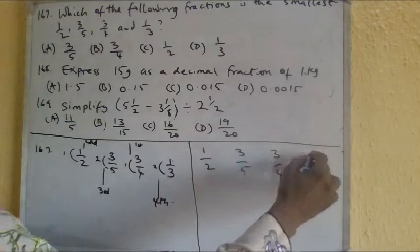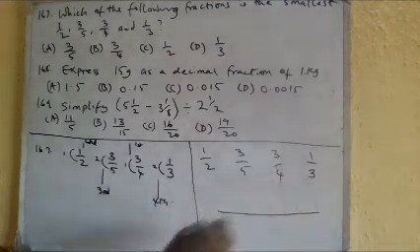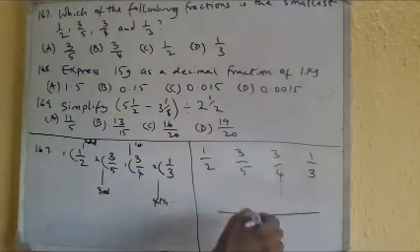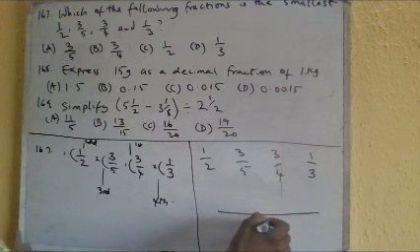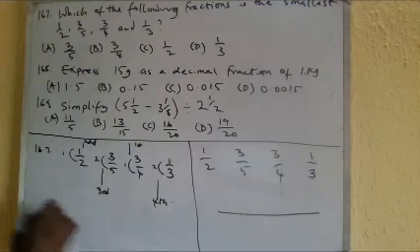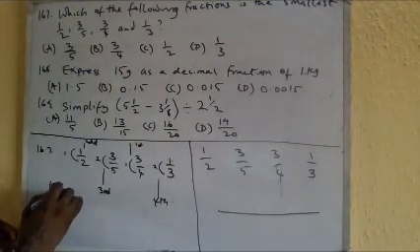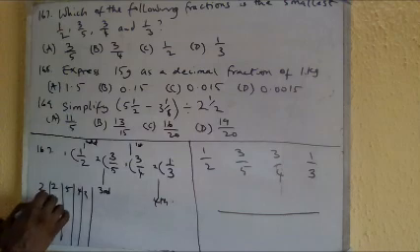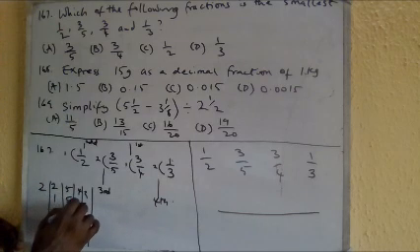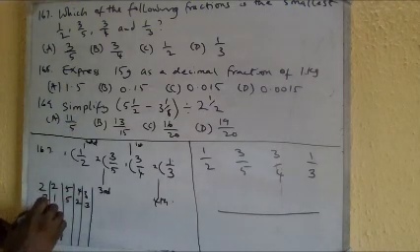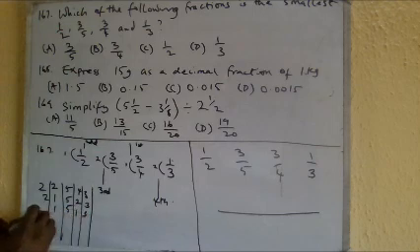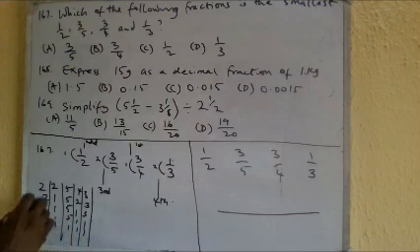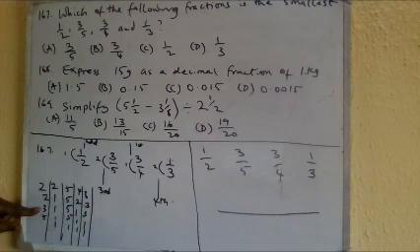So the LCM of all this. Let me do it. LCM between 2, 5, 4, and 3. 2 here, 1, 5, then 2, then 3. Then 2 here, 1, 5, 1, and 3. 3 here, 1, 5, 1, and 1. 5 here, 1, 1, 1, 1. So 2 times 2 is 4. 4 times 3 is 12. 12 times 5 is 60. So 60 is the LCM.